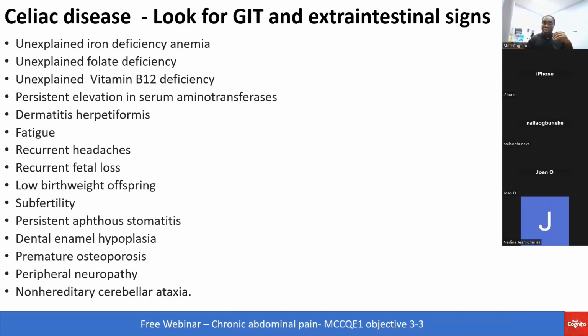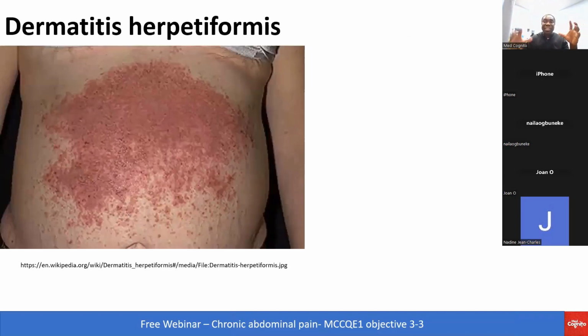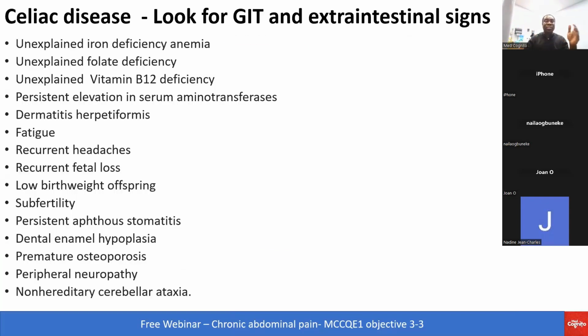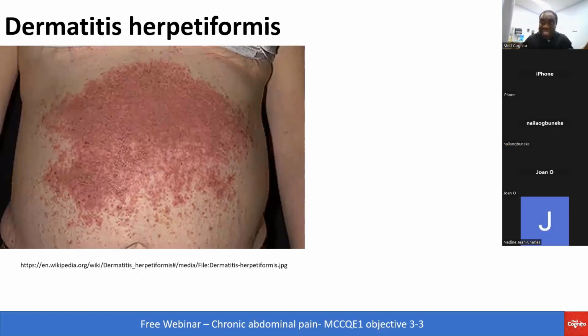What do we do? We've seen other things which are associated with celiac disease: anemia, vitamin B12 deficiency, folate deficiency, numbness, aphthous ulcers, subfertility, recurrent pregnancy losses, recurrent headaches, fatigue, dermatitis herpetiformis. We've learned that we are not going to miss dermatitis herpetiformis for anything. I have a question.